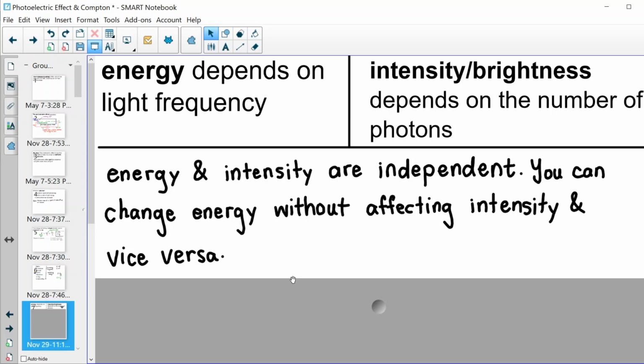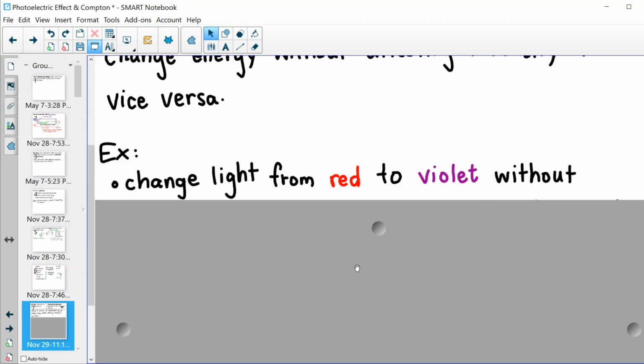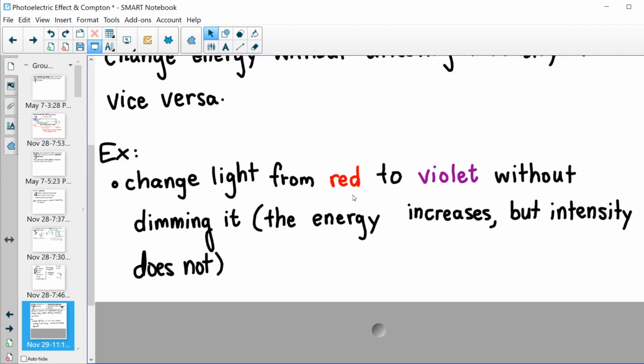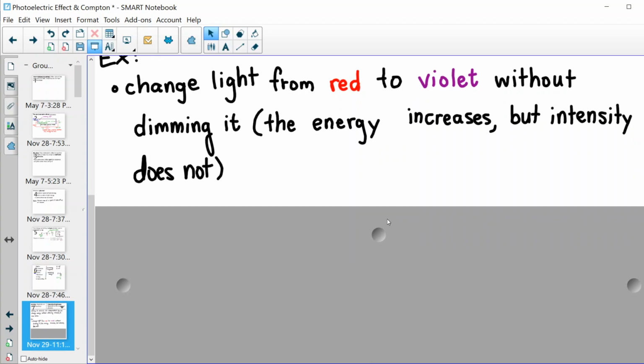So in the particle model, energy and intensity are independent, which means that you can change one of them without affecting the other. For example, let's say I'm working with red light and I decide to change the light from red to violet. Red light has a lower frequency than violet light, so red light has less energy, violet light has more. So I've increased the energy of the light, but I didn't touch the brightness. So the intensity of the light didn't change. The red light and the violet light are equally bright.